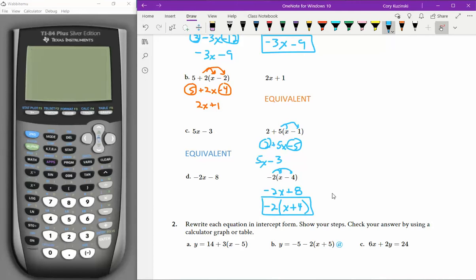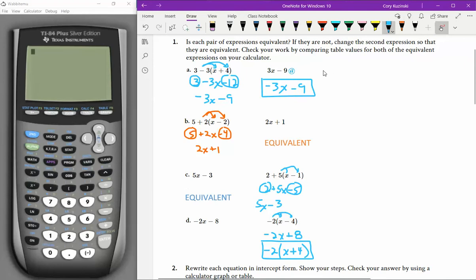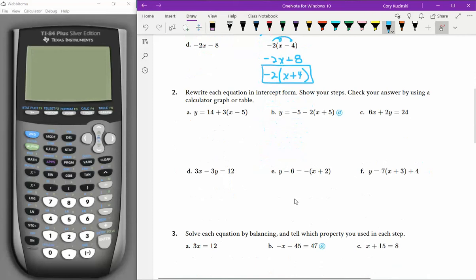That's what we should change that to, and then they would be equivalent, because then you get negative 2x minus 8. Rewrite each equation in intercept form. Show your steps. Check your answer by using the calculator graph or table, which reminds me, I kind of skipped this idea of checking that both are equivalent. I think we'll just do that with this one. We'll call it good.